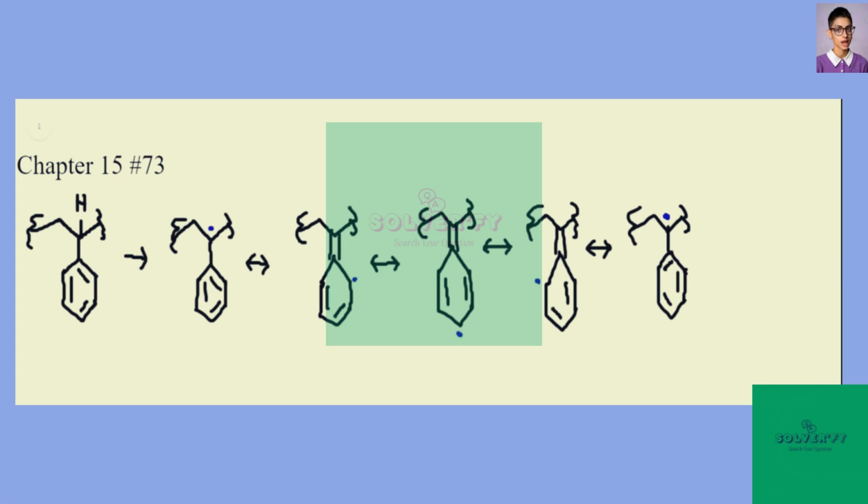And so that's going to impart a pretty large degree of stability to that radical. And obviously, if it's more stable, it's more easily formed.